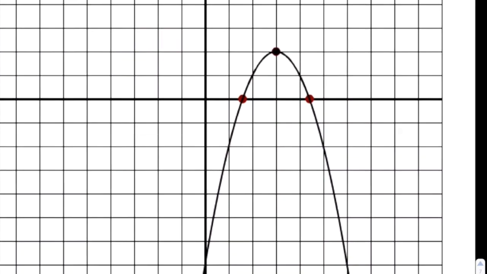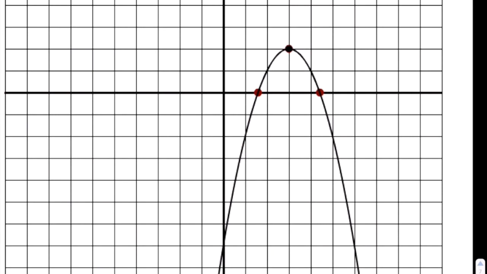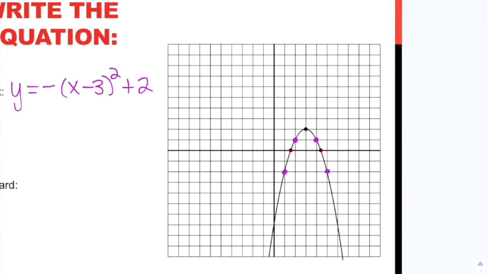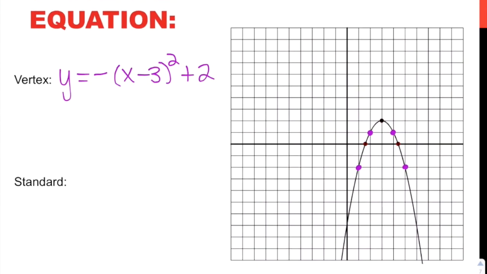The pattern has remained the same. I'm still going right 1, even though I'm going down 1, left 1, down 1, right 2, down 4, left 2, down 4. So this hasn't gotten skinnier or wider, it has just flipped. You can write this as -1 for a, or you can just write it as a negative sign. Those mean the same thing.